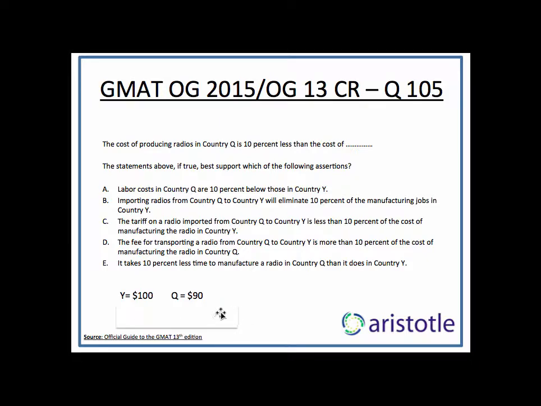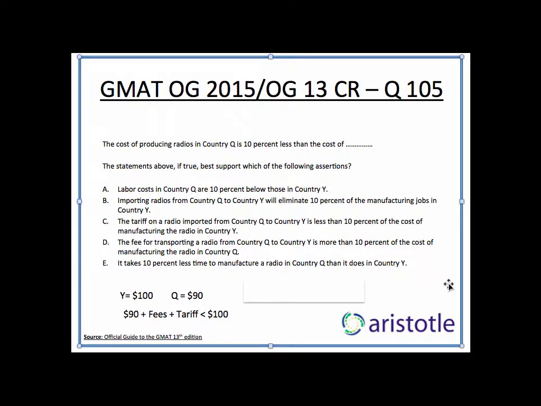And then the argument goes on to say that even after you add the cost of tariff and fees to whatever it costs in Q, so 90 plus fees plus tariff, it is still cheaper to manufacture in Q than in Y. So we can easily conclude that 90 plus fees plus tariff is less than 100, right? If you solve that inequality one more step, fees plus tariff has to be less than $10, and $10 is 10% of 100. With that thought process, we will now go to the options given to us.